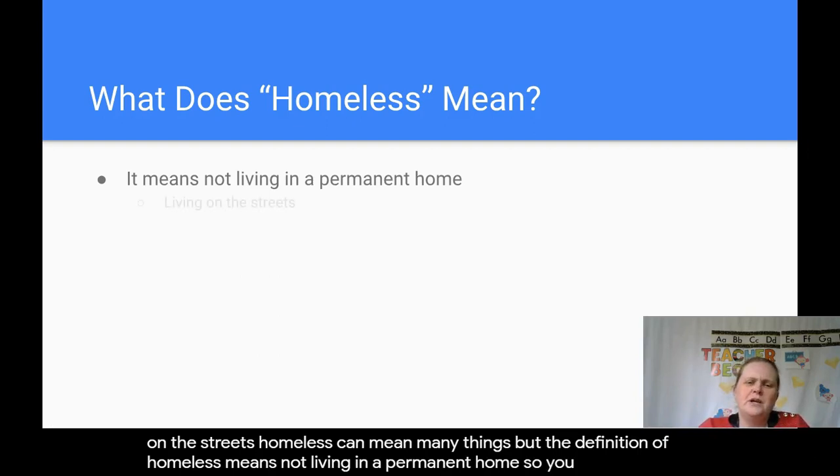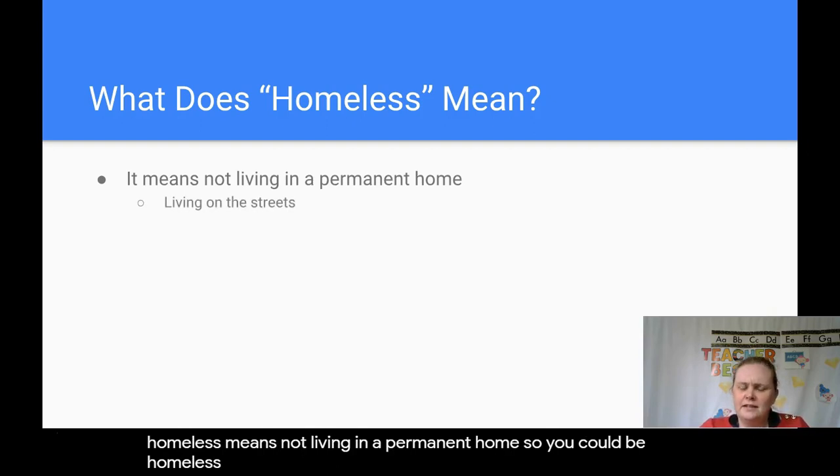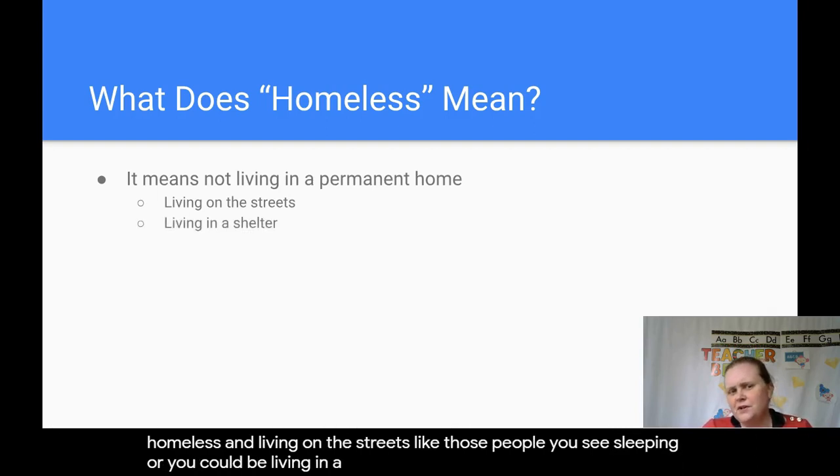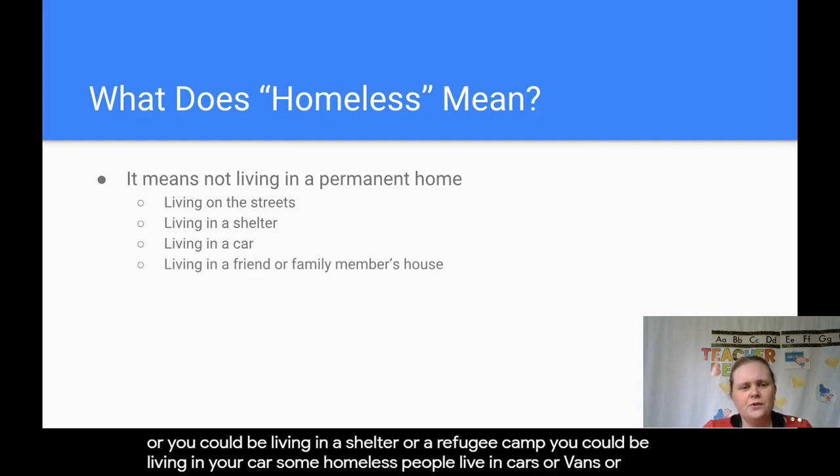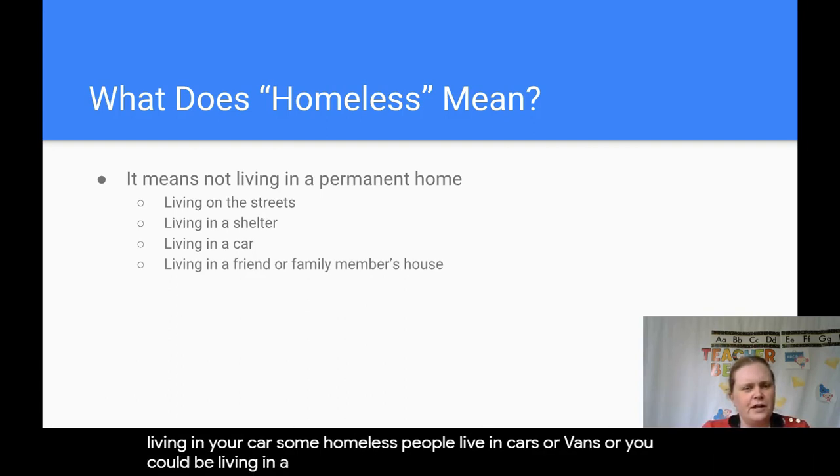So you could be homeless and living on the streets, like those people you see sleeping, or you could be living in a shelter or a refugee camp. You could be living in your car. Some homeless people live in cars or vans. Or you could be living in a friend or a family member's house.